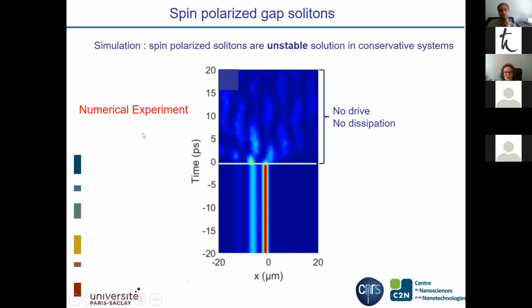And to show that in a nice way, we have created a numerical experiment. It's a simulation where we create this solution in the dissipative system, so a gap soliton, which is located only on one sublattice. And then at t equals 0, we remove the drive and the dissipation. And you see that this solution disappears completely. It is not a stable solution of the conservative system.